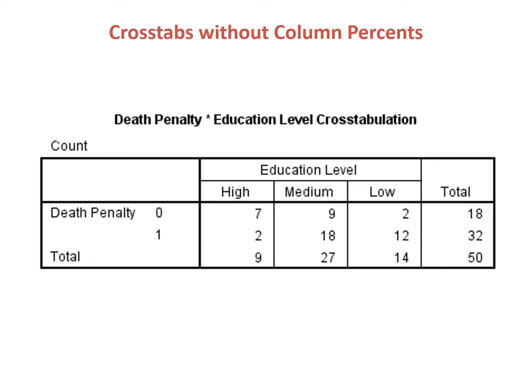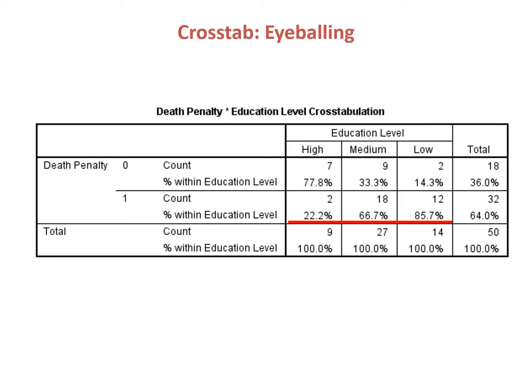Here is the table without percents. It is hard to figure out if there is a relationship in the table, especially since the number of states at each level of education is so variable. However, if we eyeball the table with column percents included, we see a relationship right away. The likelihood that a state has the death penalty increases as the education level decreases. Only 22% of high education states have the death penalty. This percent rises to 67 among medium states and 86 among low education states.